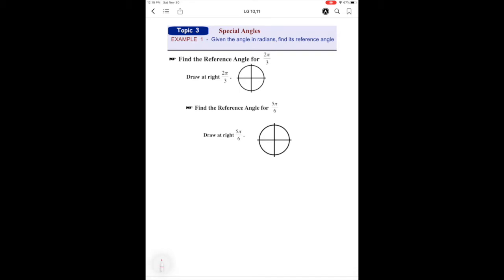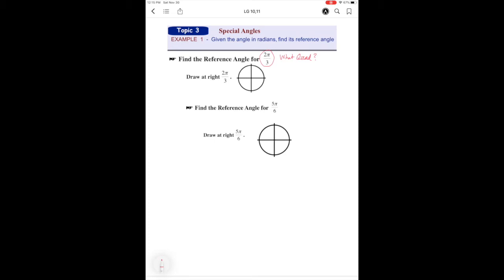Now, topic 3, we're going to use those pi over 3, pi over 4, pi over 6, and shift it away from the first quadrant and find reference angles. If I look at this question right here, 2 pi over 3, what quadrant is that in?